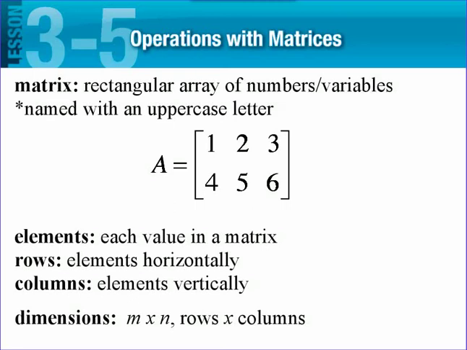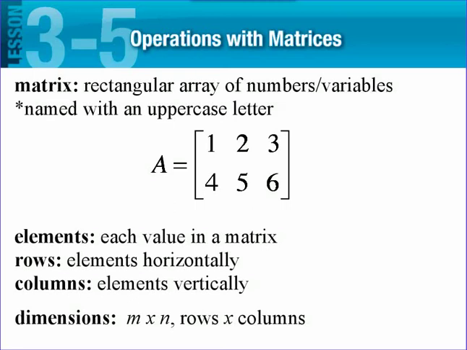Now it doesn't strictly have to be numbers. It could be variables. It could be anything. It's basically just a rectangular array of terms. Each term, we call an element. So 1 would be an element, 2 would be an element, 3 would be an element, 4, 5, and 6.